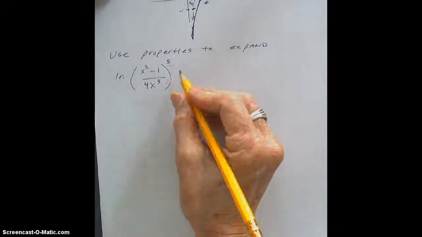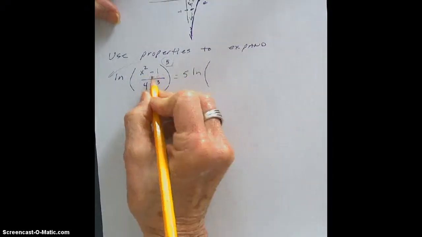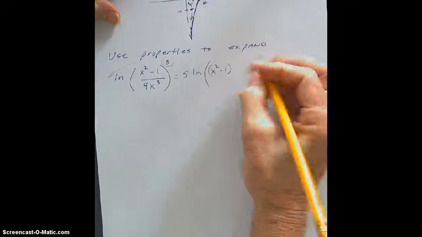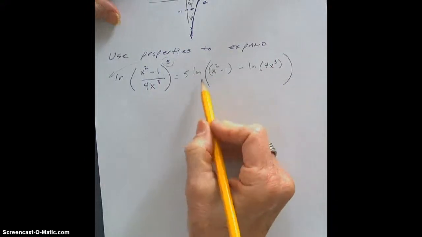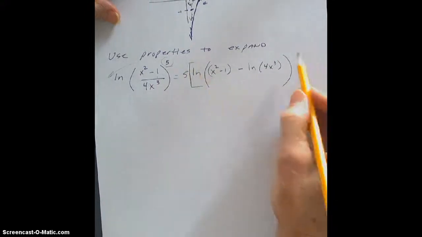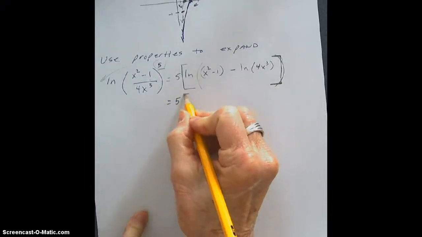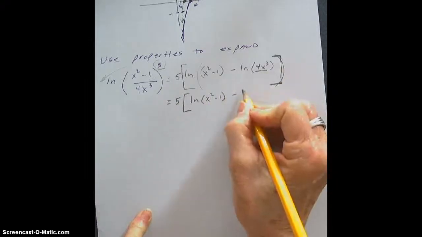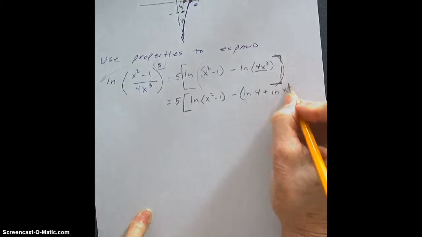First off, we're going to expand and bring the 5 down. So this will be 5 times the ln of this quotient. And remember, quotient is the ln of the difference. So we will take this 5 and multiply it by the difference form. We'll get rid of that in parentheses, and then we'll expand this one more time. So 5 times the ln of x squared minus 1 minus, now since we have a product here, this will be ln of 4 plus, why plus? Because it's a product, plus the ln of x cubed.